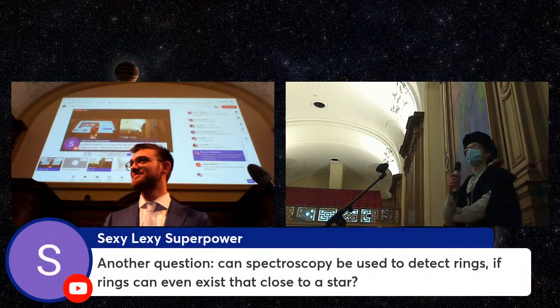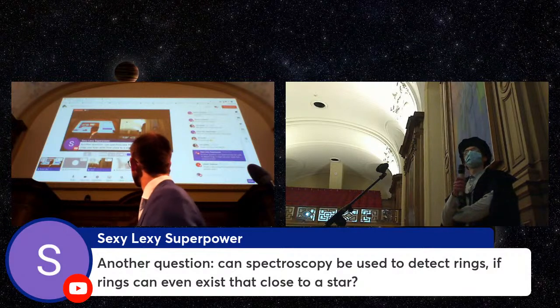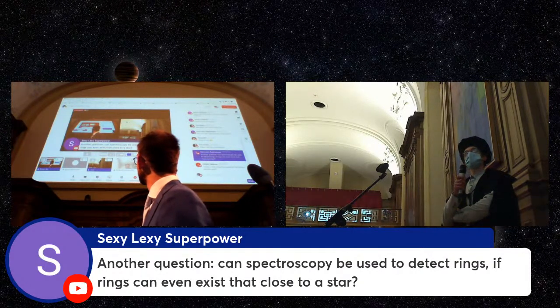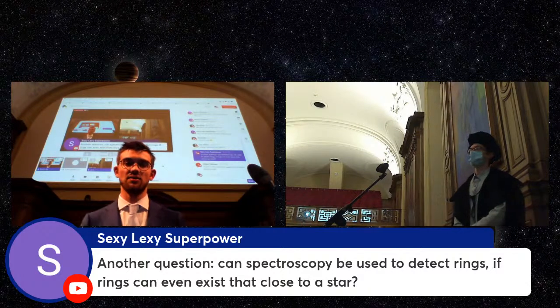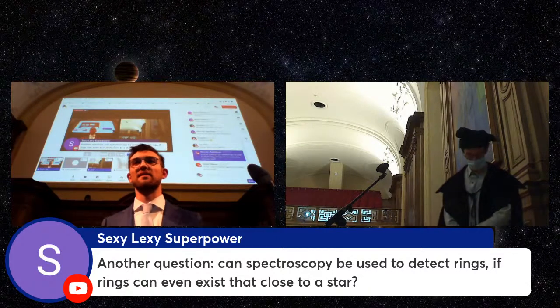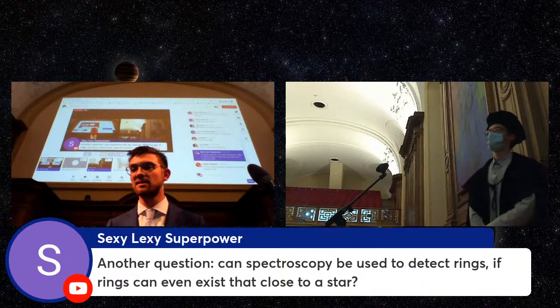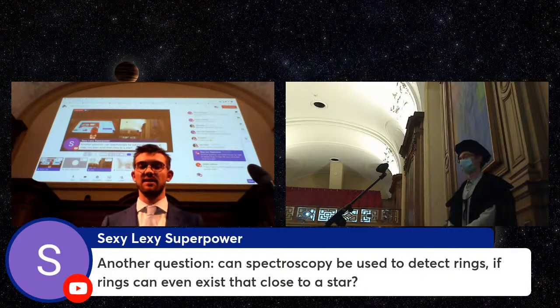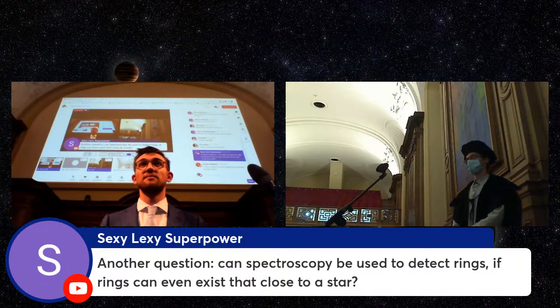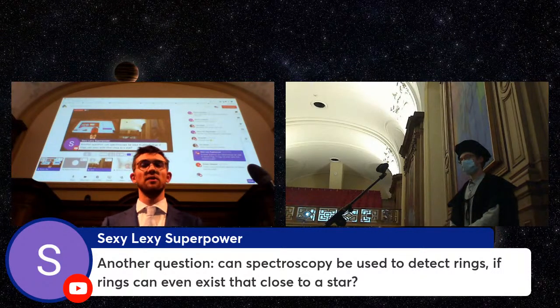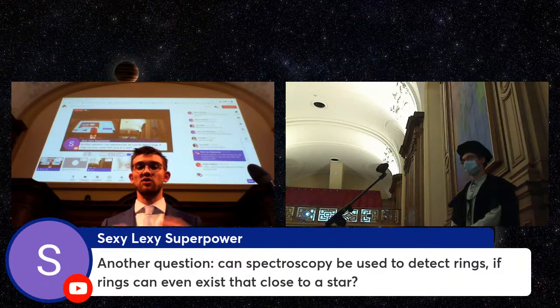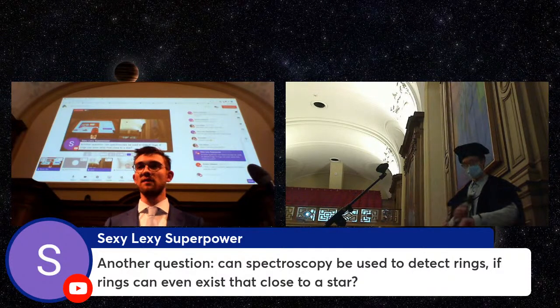Okay, there is another question. Can spectroscopy be used to detect rings, if rings can even exist that close to a star? By this, I assume that it is meant rings around planets, for example, such as the case in Saturn. I think it might be difficult that close to the star, because at some temperature, the ring will sublimate if it gets too hot.